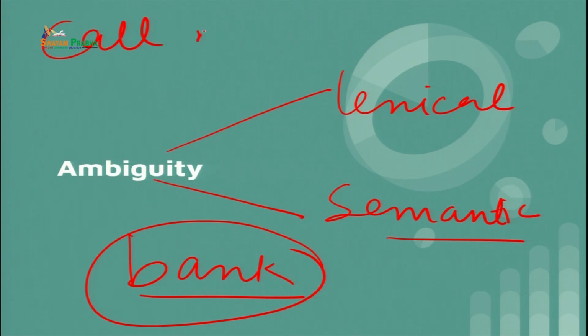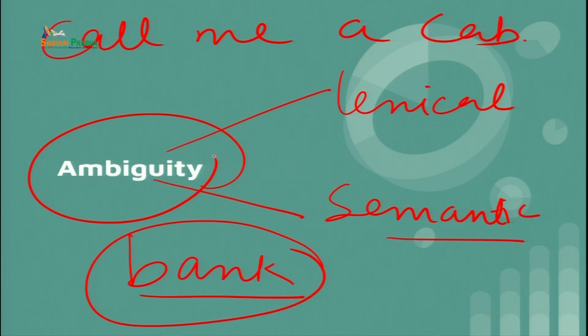So, call me a cab. I am writing here as well, call me a cab. If your friend says this, what does this sentence mean? Do you mean that your friend wants to book a cab, or is asking a favor from you to book a cab, or is asking you to call him a cab? Now, this is an example of ambiguity.